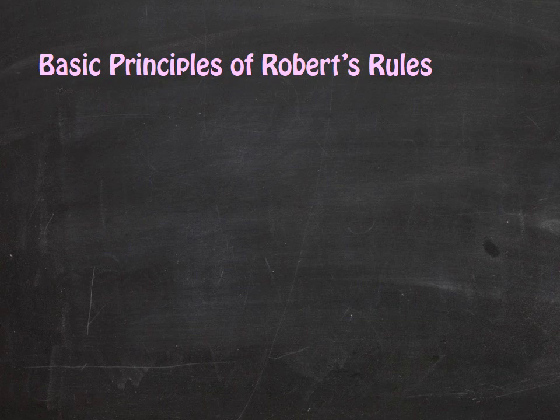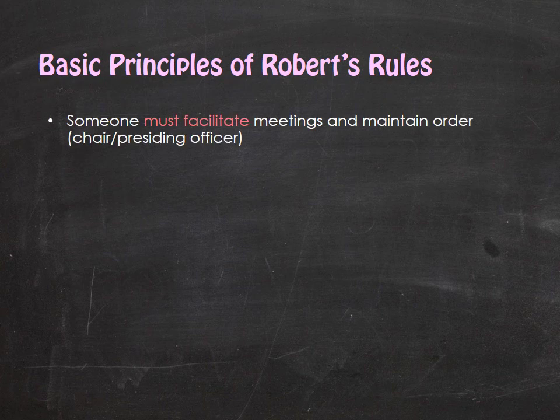Remember, this book is 704 pages long, and obviously we're not going to cover all of that in just a few slides. We're going to miss some of the finer details, but here are the key concepts. When using Robert's Rules, someone needs to lead the meeting. There's a hierarchy of people that have roles to play and responsibilities to complete, and usually this person is called the chair or the presiding officer.